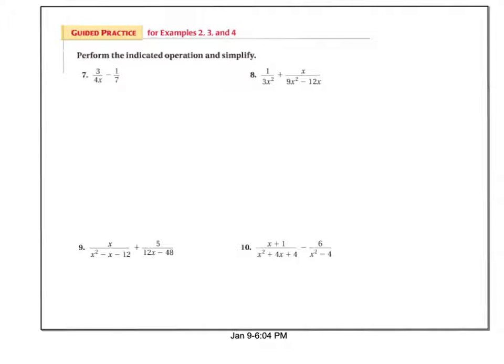Here are some guided practice problems. Try 7 and 8 first. Pause the video and come back and check 7 and 8 to make sure they're right before we get to the tougher ones, 9 and 10. Pause now.